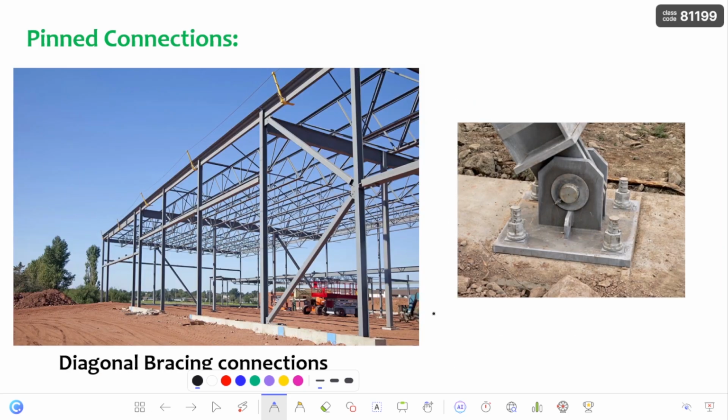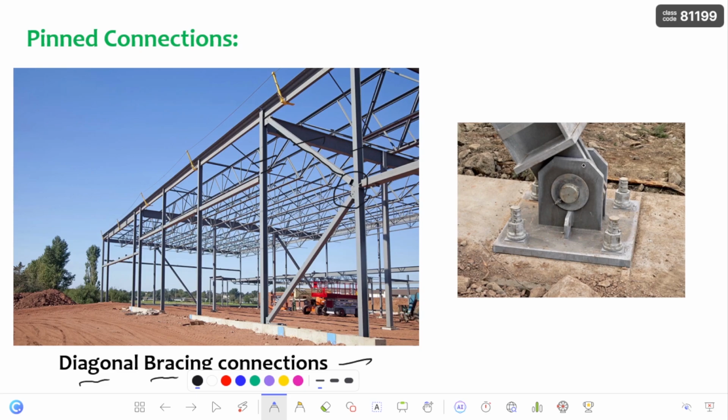Also, this is one of the applications, that is diagonal bracing connections. This is a column and this is the bracing, and this bracing is connected to the column by pins, because the bracing is going to resist only axial force. There is no bending moment resisting capacity for the bracing. The main purpose of the bracing is to transfer axial forces only. That's why this bracing is connected to the columns by pins. Here it is not shown clearly, but basically these bracings are for axial force only. They are connected by pins.